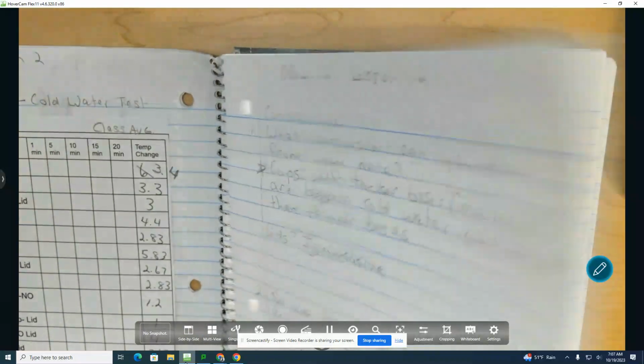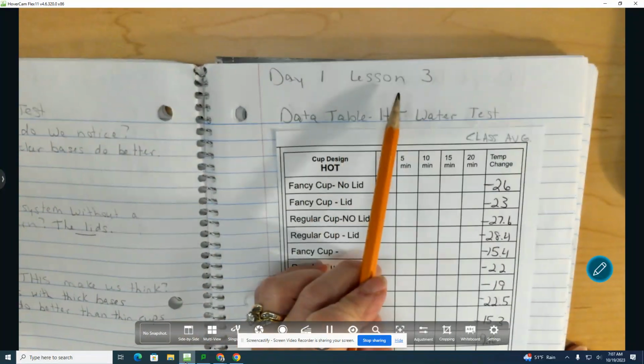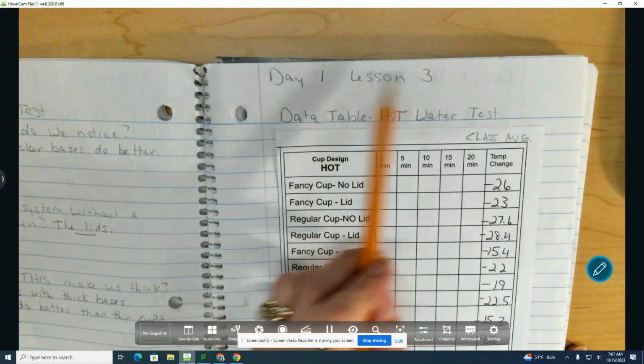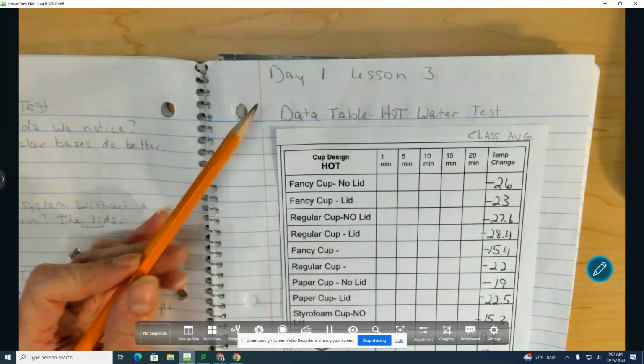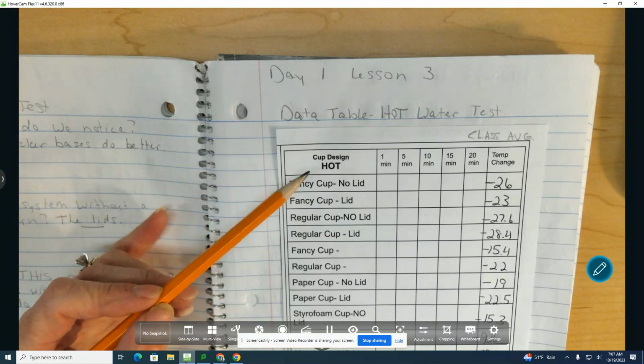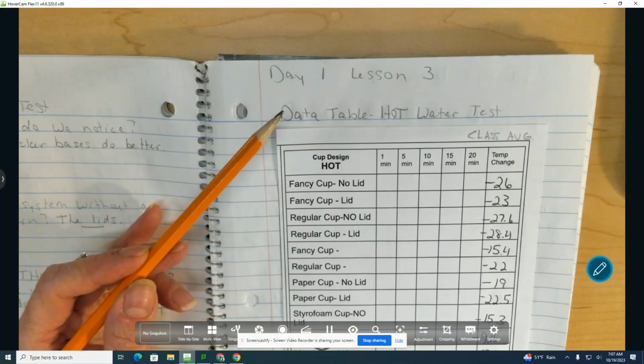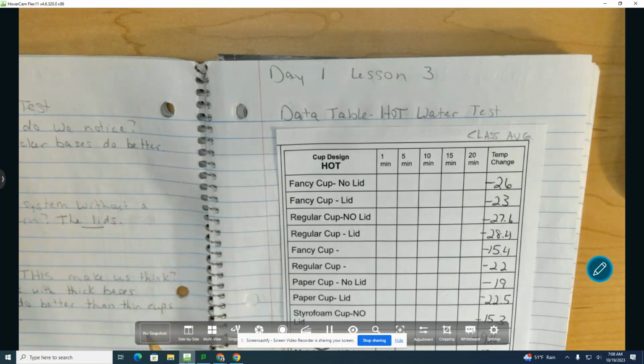Then we did lesson 3, which was similar, but this was hot water. We put hot water into our cups, and we tested to see how long it would take for our cups to lose energy, and then our water would become colder on the inside.